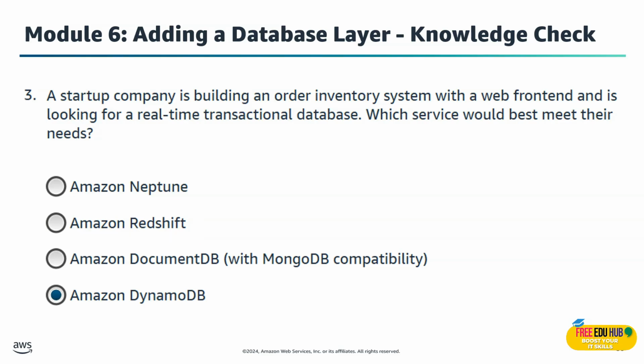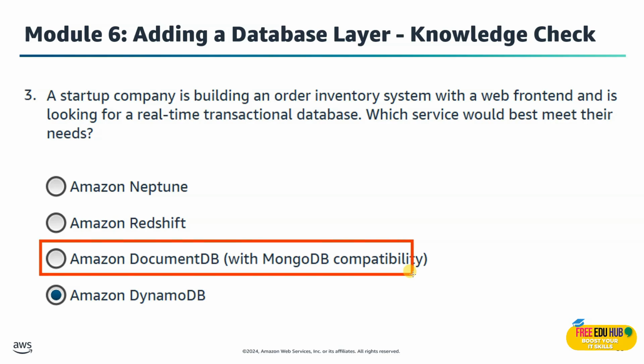not for real-time transactions or reads and writes. And we are not selecting Amazon DocumentDB since it is a document store for JSON documents. While transactional features exist, it's not the best fit for a high-throughput, key-value style inventory system compared to DynamoDB.